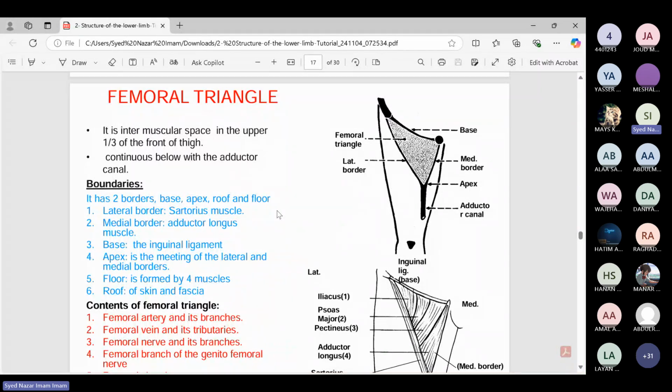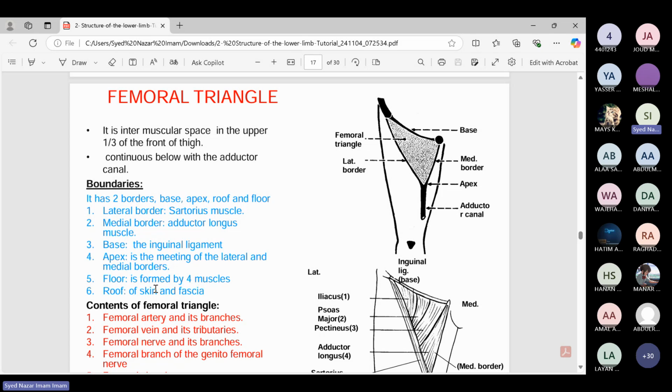It is formed from the medial side and lateral side. The base is by the inguinal ligament and the apex is where the sartorius and the adductor longus join together, they form the apex. How the roof is formed and how the floor is formed.